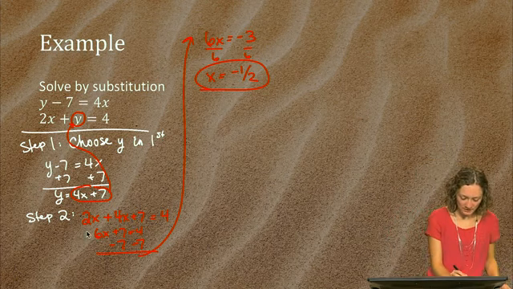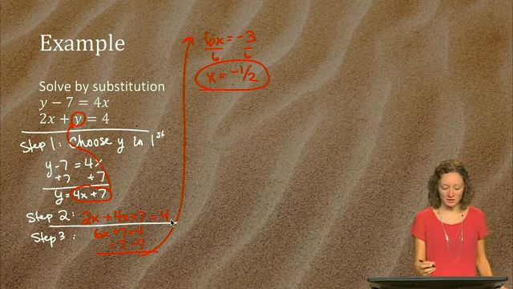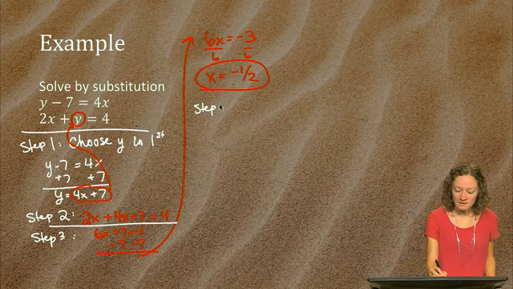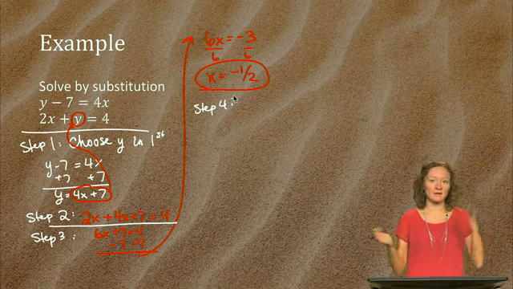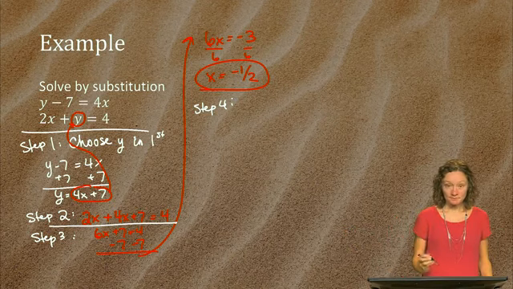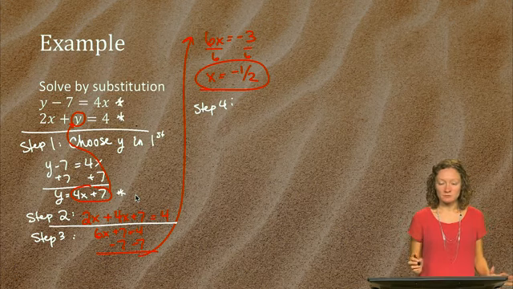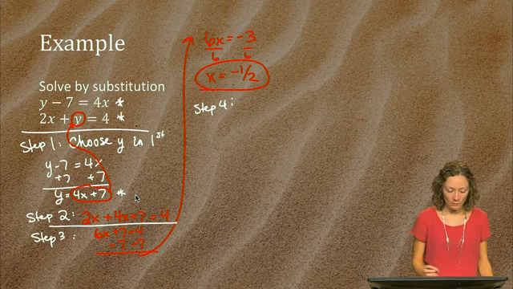Oh, that was step 2 and step 3. Step 2 is the substitution. Step 3 is actually solving. And then step 4 is finding the corresponding x or y value. We found x, so we want y. Your choice. You can plug it in here, you can plug it in here, you can plug it in here. Whatever you want to do, as long as you find a way to get that y coordinate.